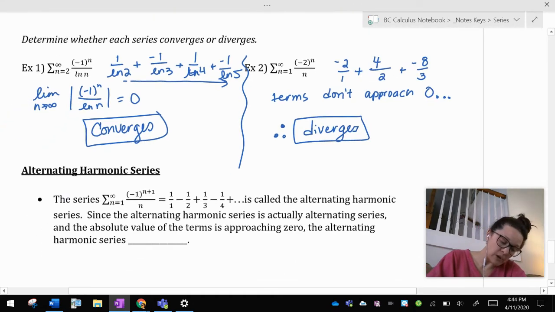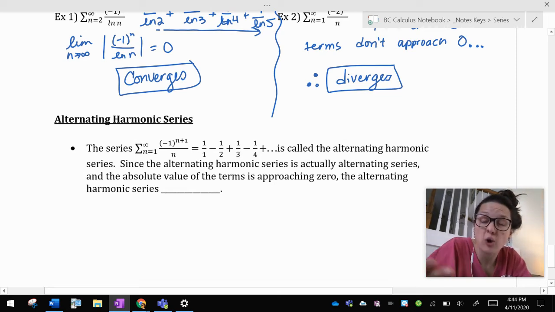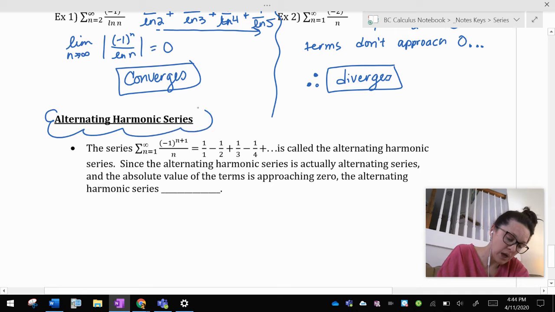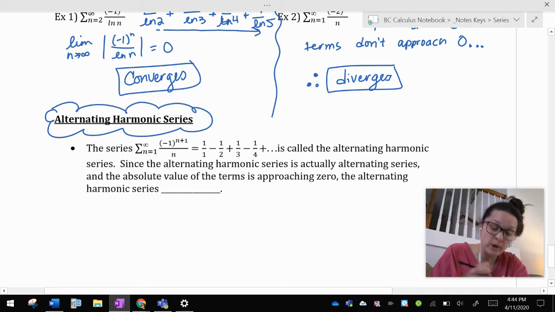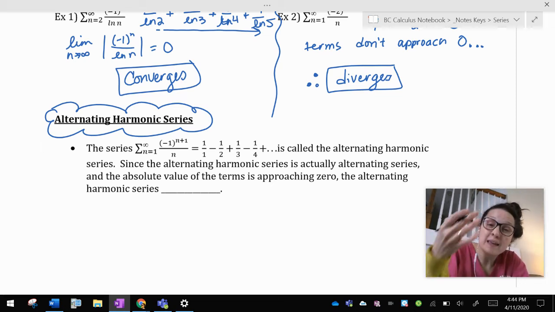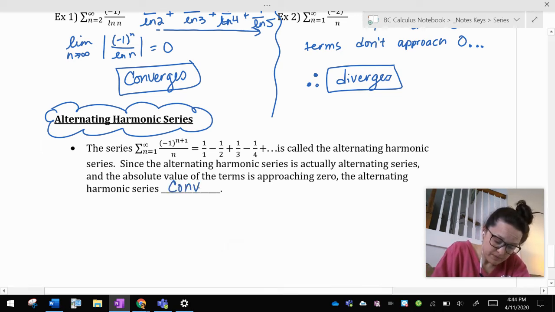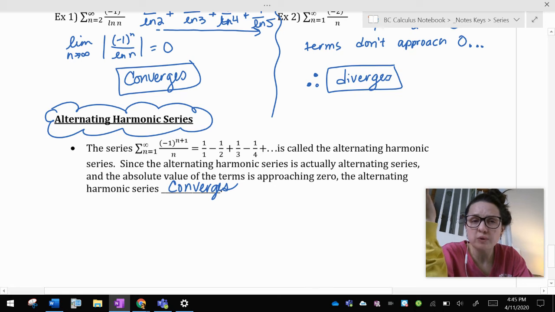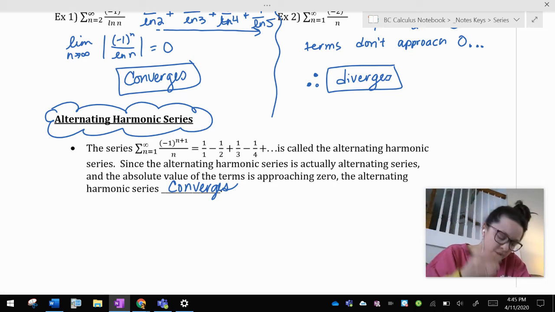And one more thing you need to know: we named that harmonic, and the harmonic diverges. The alternating harmonic, on the other hand, converges because it's 1 minus a half plus a third minus a fourth plus a fifth minus a sixth. Since the alternating harmonic is alternating and going to 0, I know it has to converge. And you might be thinking, wait a second, if the harmonic diverged, how can the alternating harmonic converge? Well, here's what happens.